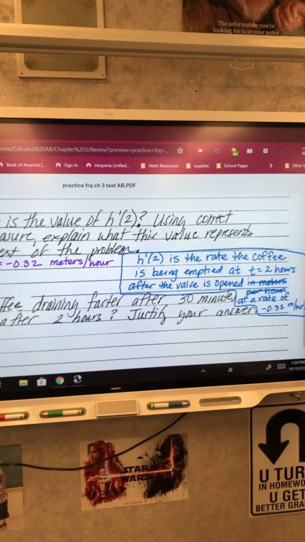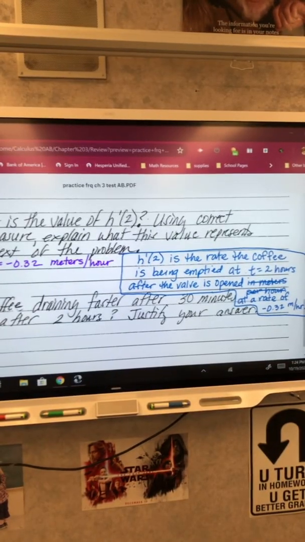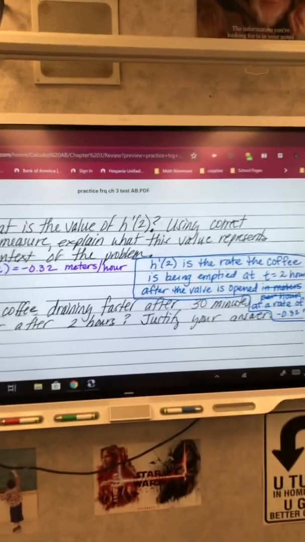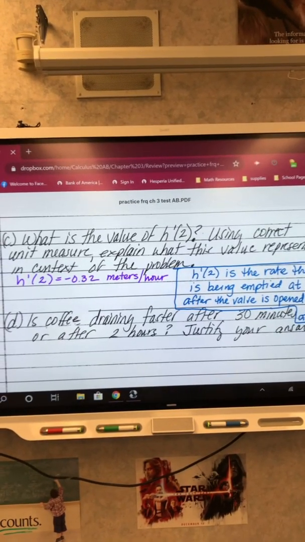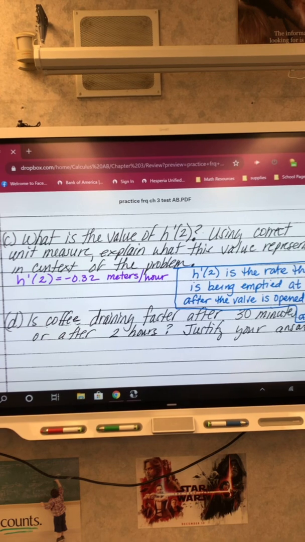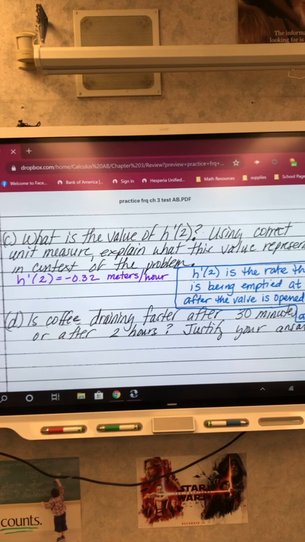Okay? I'll make sure that you guys can see that okay. Yeah, you guys can see that good. All right, so now let's go on to the last part here in this FRQ. Is the coffee draining faster after 30 minutes or after 2 hours? Justify your answer. Okay, well, we know how fast the coffee is being drained at 2 hours. It's negative 0.32 meters per hour. That was what we found in part C. What we don't know is how fast the coffee will drain in 30 minutes.